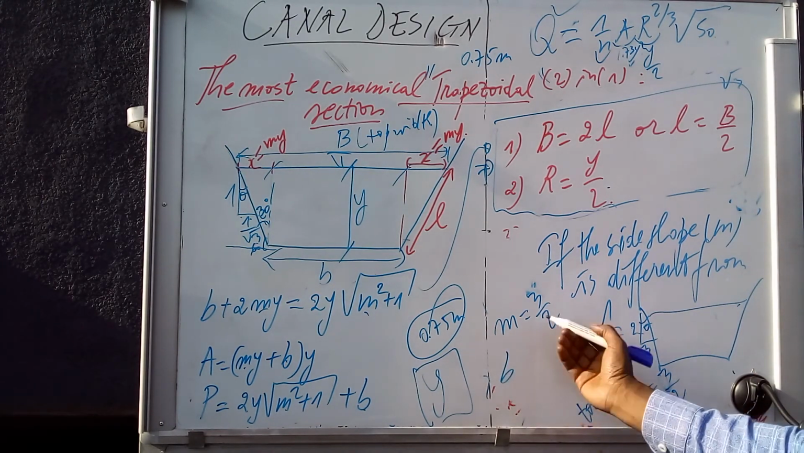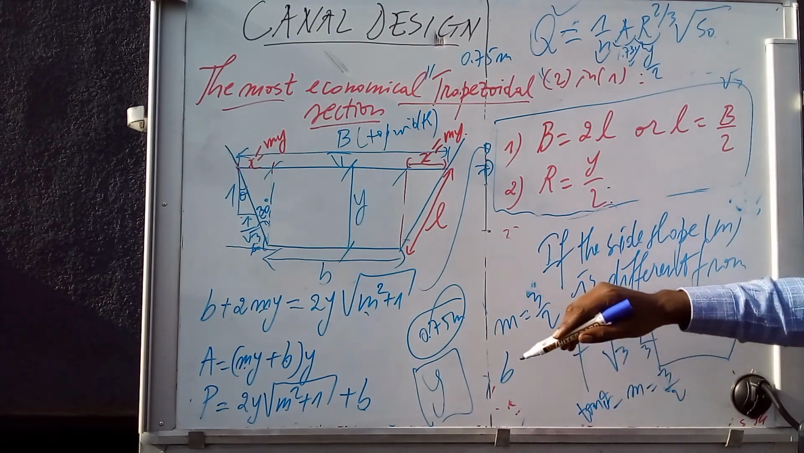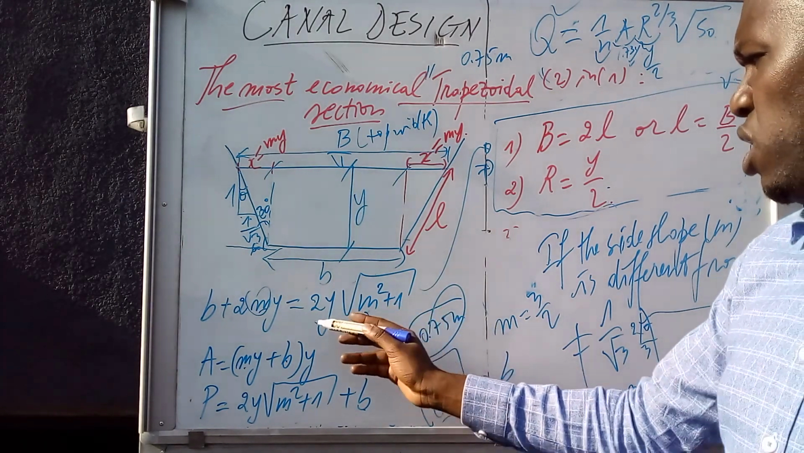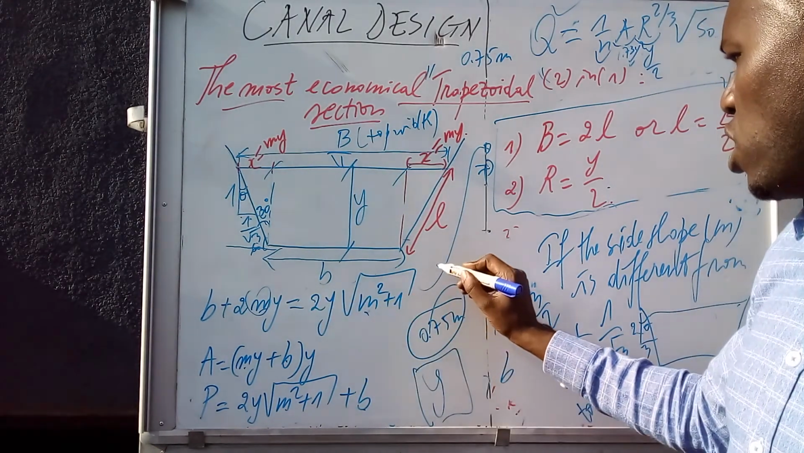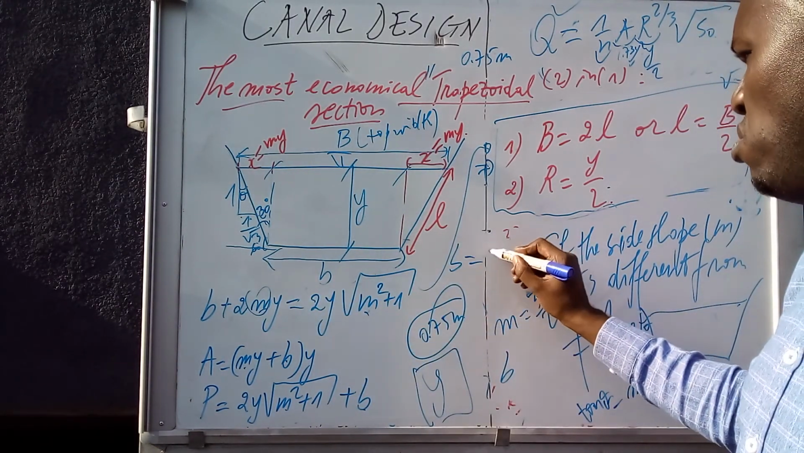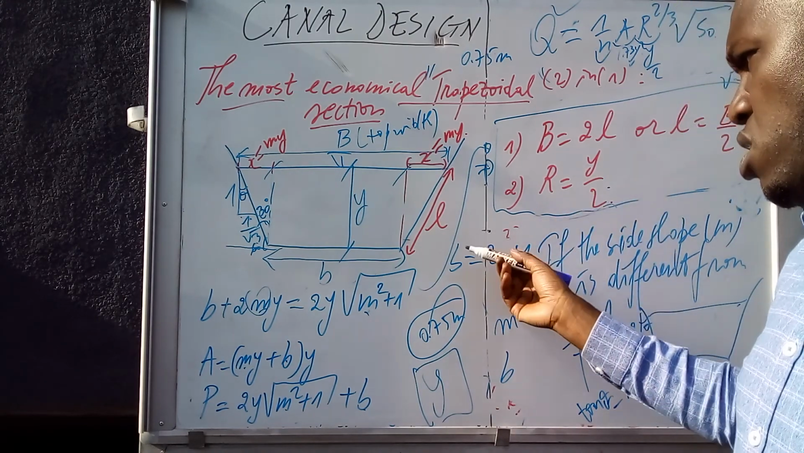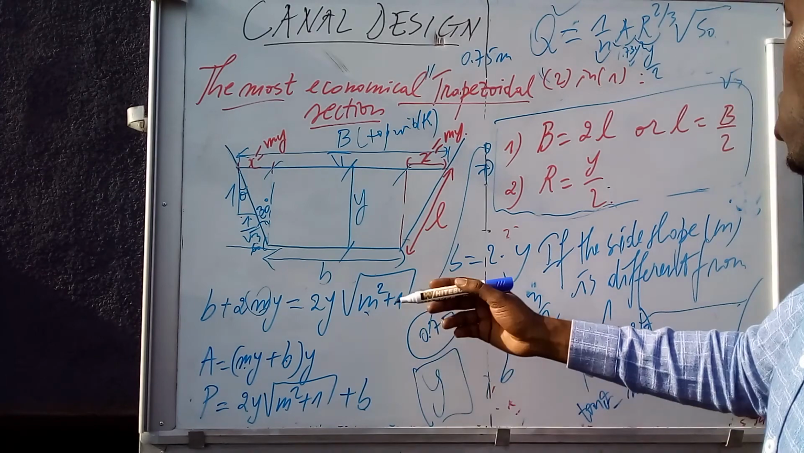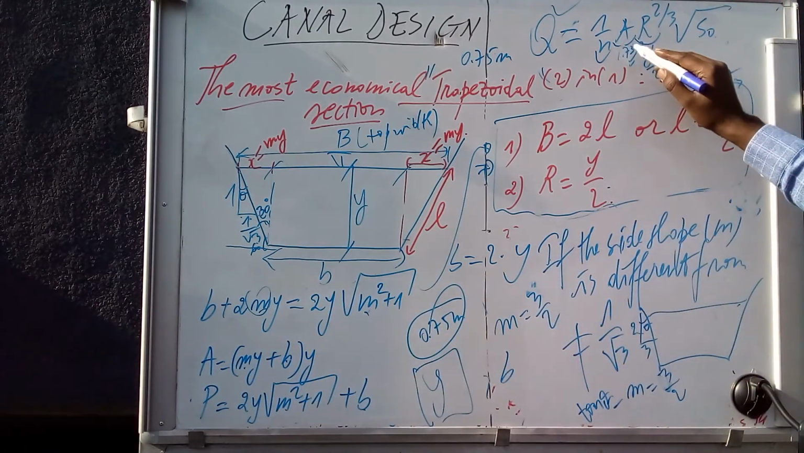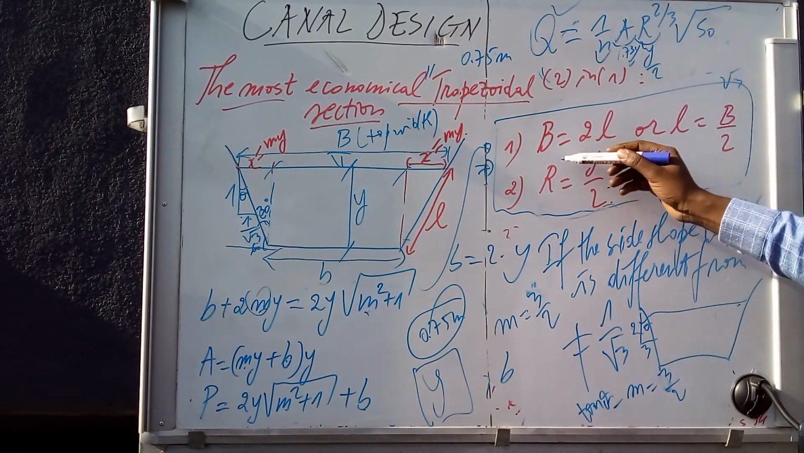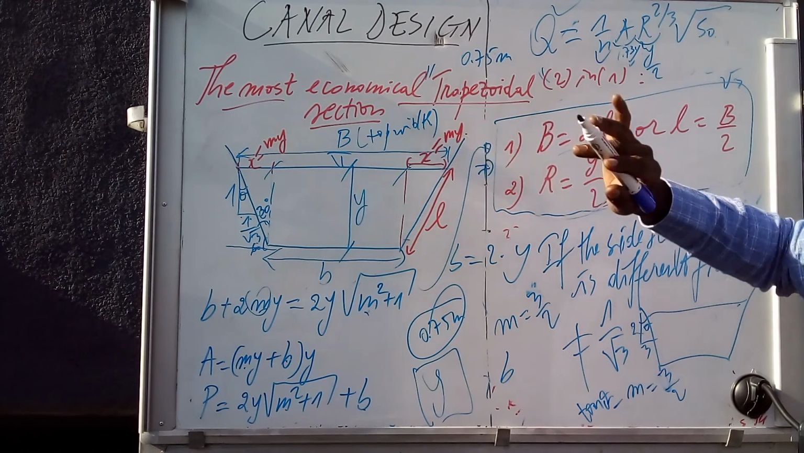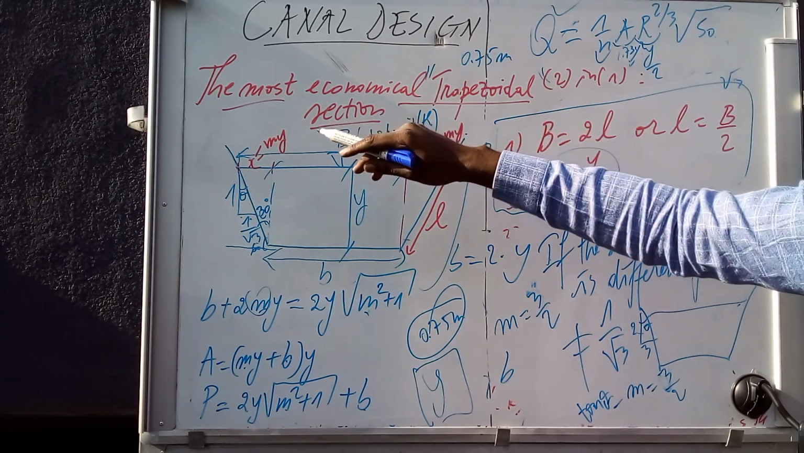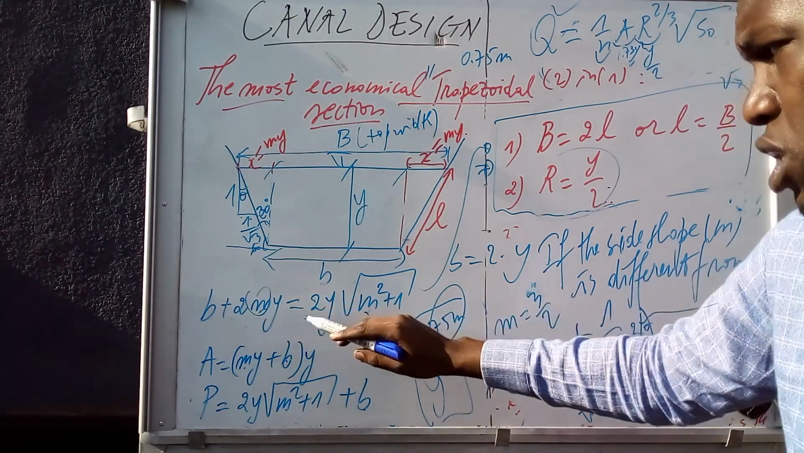Now you have to compute b, which means you have to bring m and put it here to get the new expression. Maybe you will get a b which is 2 point something y, and after getting b, you can replace its expression here as well, and the new m here as well. So that new expression of area is the one that you will put in Manning. R remains like this, it doesn't change. For the most economical trapezoidal channel, R is equal to y/2. The top width is double R. The condition remains like this.